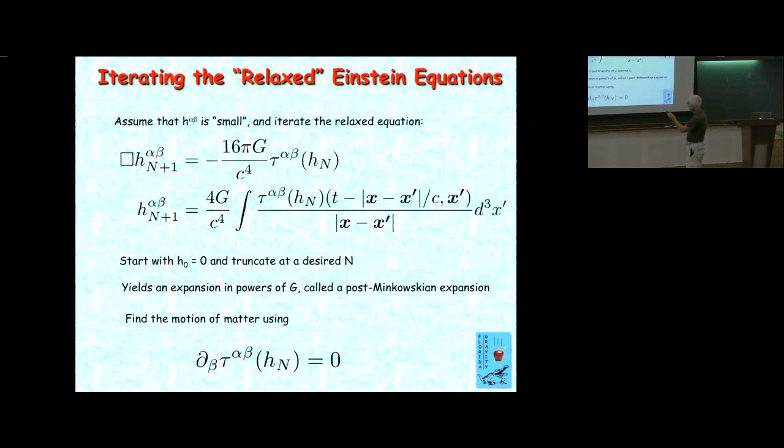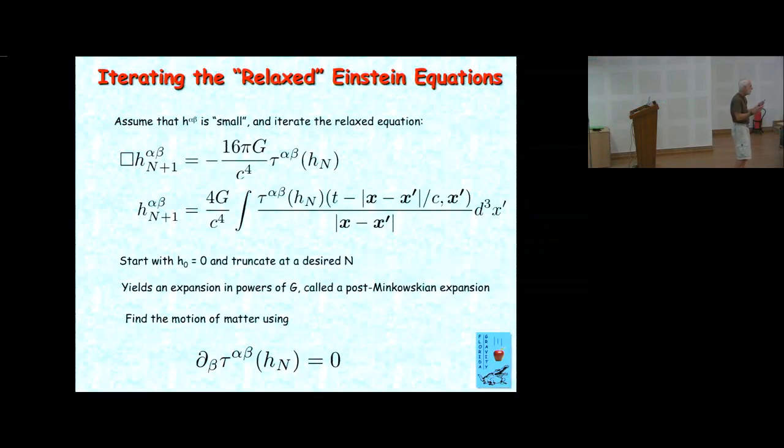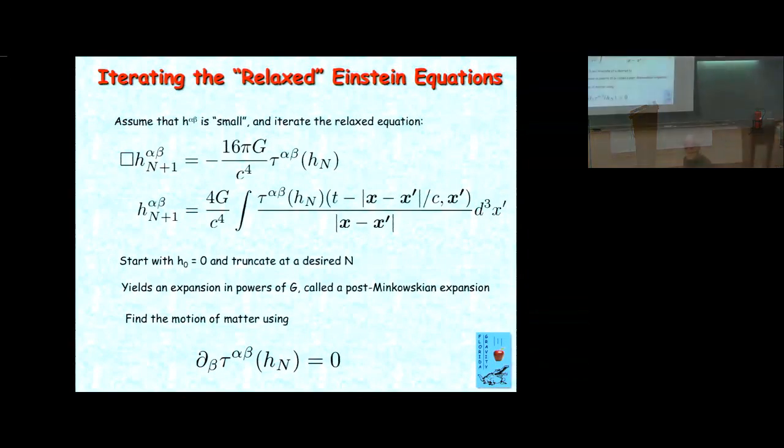So H is given by an integral of this tau with this retardation over x integrated over all space. But as I said, if H is small, the contributions on the right-hand side are quadratic in H, so even smaller. So let's pick, for a zeroth approximation, zero in here. Wherever you see an H, just stick zero, and then do this integral to get the first approximation. Then take that first approximation, plug it back in, and get a second approximation. Take that second one, plug it back in, get a third approximation, and just keep going until you have the accuracy you need, or until you're dead or sick of doing this over and over again.